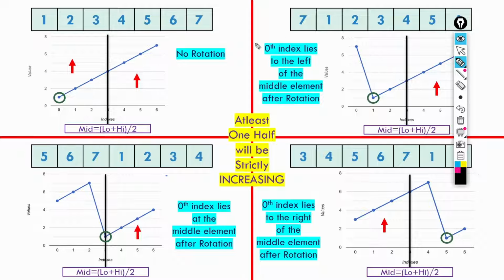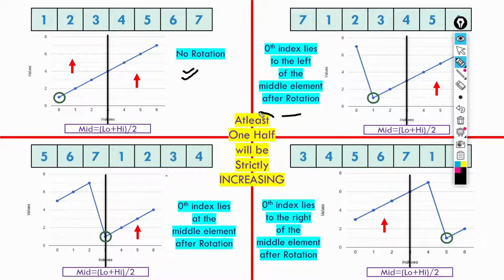I have listed some scenarios over here. This is the case when the array is not rotated. Here the 0th index lies to the left of the middle element after rotation. The middle element that I am referring to is the element indexed at (low + high) / 2, where low points to the 0th index and high points to the last index of the array. In this case, the 0th index lies at the middle index after rotation. Here the 0th index lies to the right of the middle element after rotation.